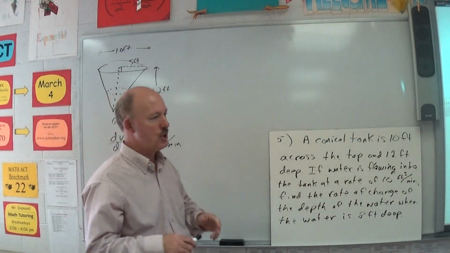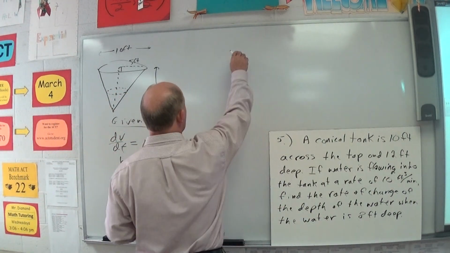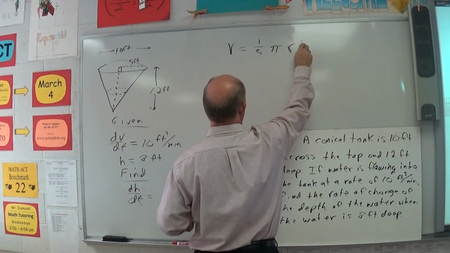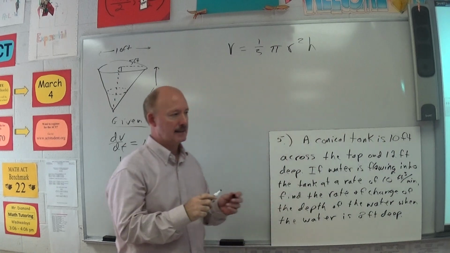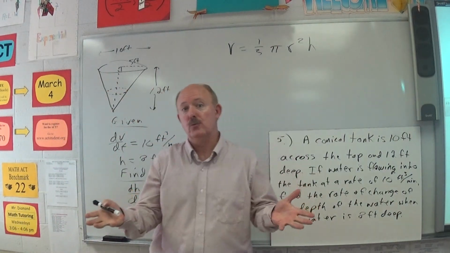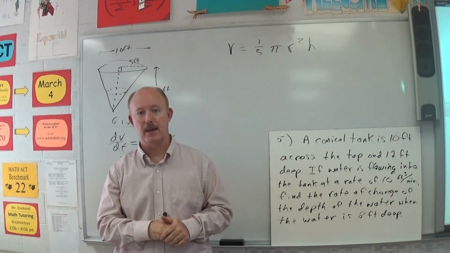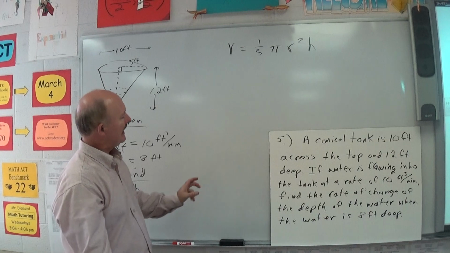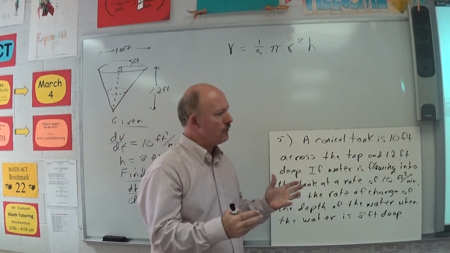Well, if you remember from geometry, the volume of a cone is 1/3 pi times the radius squared times its height. So this is our volume formula for a cone, and this is what we're going to have to take the derivative of to find dH over dt. Now here's a problem with the volume formula for a cone.